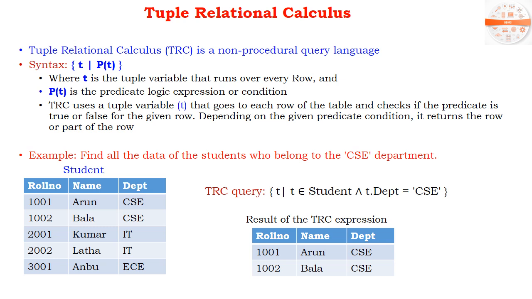And what is the condition here? The department should be CSE. Then automatically it will filter and show the result. So only Arun and Bala, the two students, belong to the CSE department. It will filter and show the result.